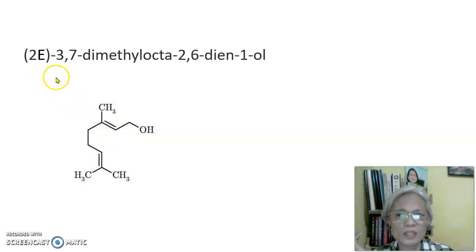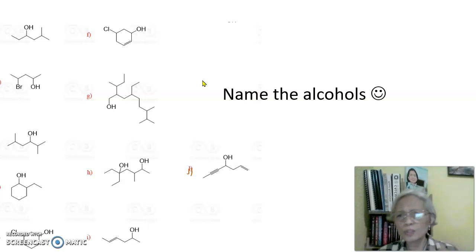2E-3,7-dimethylocta-2,6-dien-1-ol. So this will now be your set work. You have to name these alcohols. I hope you enjoy naming them. Just review what we have just discussed and try to name these on your own.